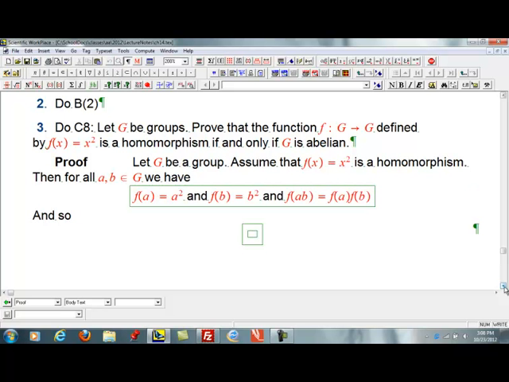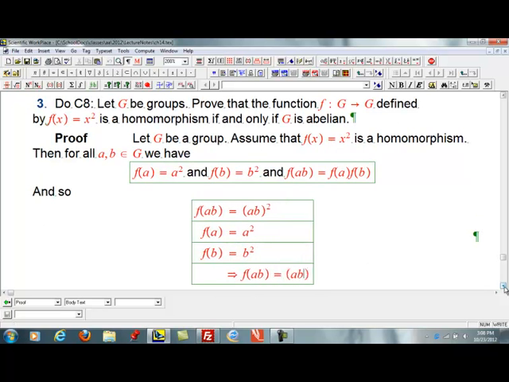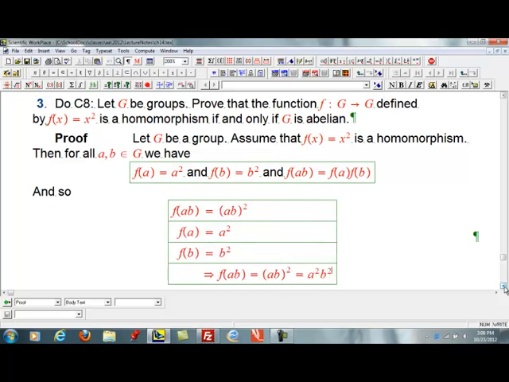Yeah, so what you're going to have, f of ab, let's calculate this. This is (ab) squared, but f of a was equal to a squared, and f of b is equal to b squared. So put that all together, and you're going to have f of ab has to be equal to (ab) squared, which has to also be equal to a squared b squared, because it's a homomorphism. You guys see that? Just putting them all together.